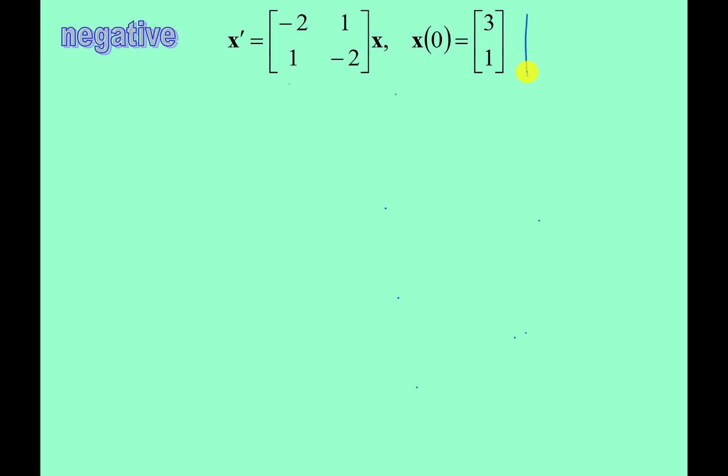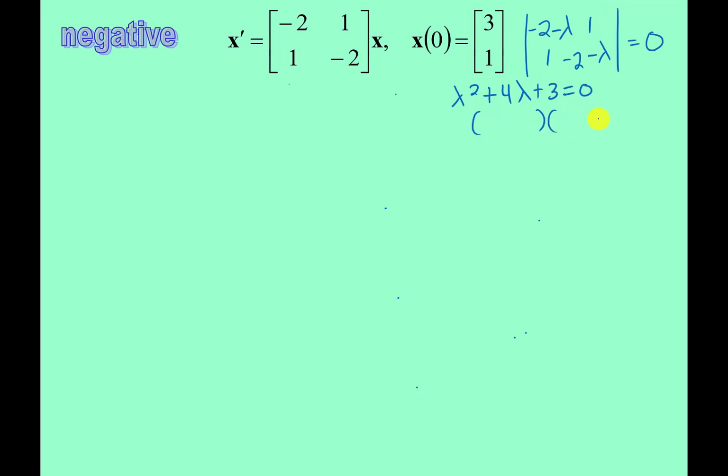So the first thing we're going to do is find A minus lambda I, so minus 2 minus lambda, 1, 1, and minus 2 minus lambda. Now find out when that determinant equals 0. This is going to be lambda squared, then we have 2 lambda, another 2 lambda, so plus 4 lambda, and then we have 4 minus 1, which is 3, equals 0.